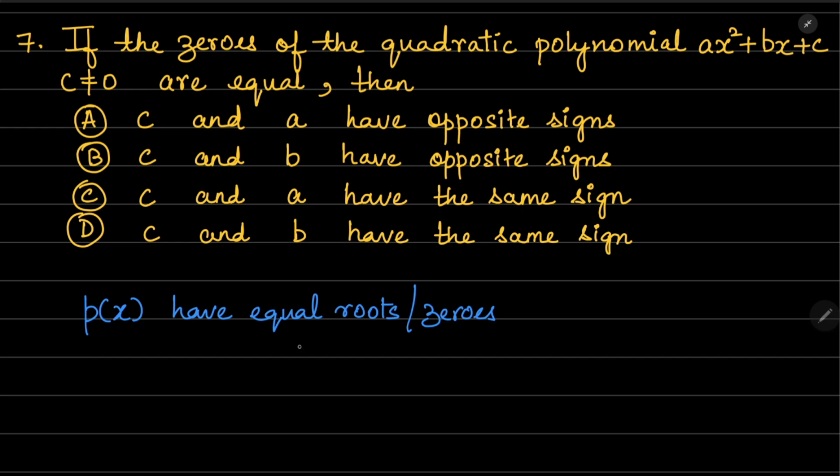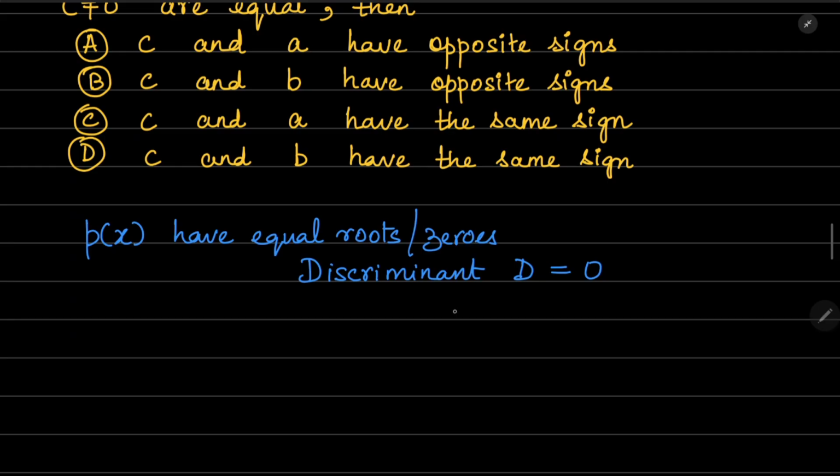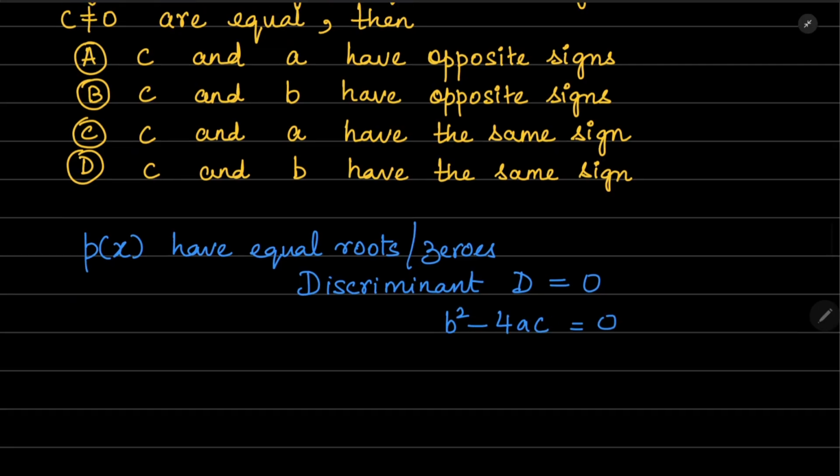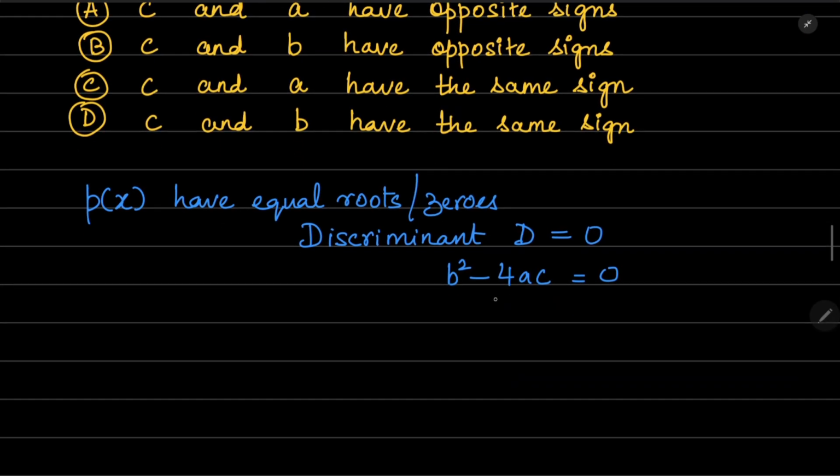That means your discriminant capital D is equal to 0. And what is the value for a discriminant? It's b square minus 4ac is equal to 0. So in our scenario, what is b square equal to? You'll have b square equal to 4ac, right? ac will go to the other end. What is ac then? ac will be b square divided by 4.